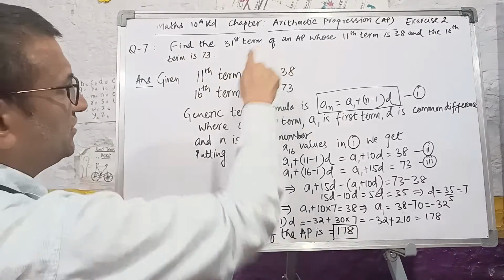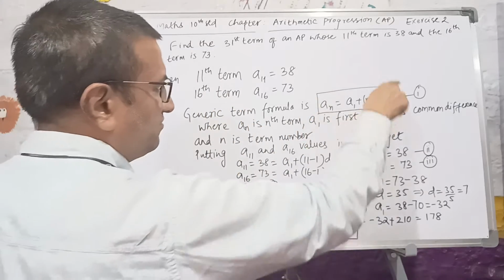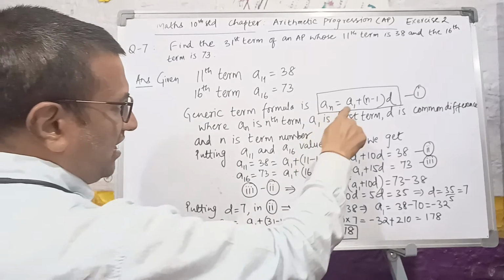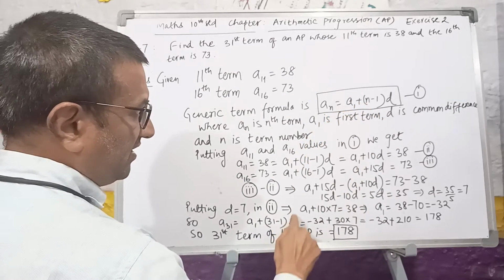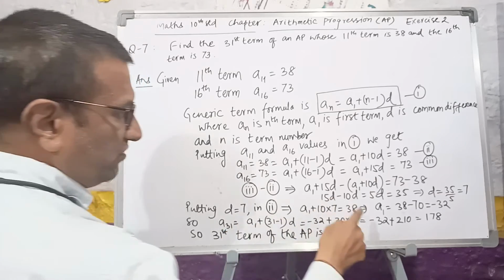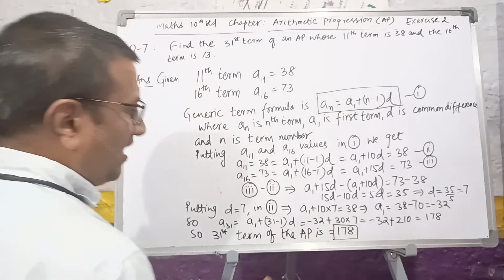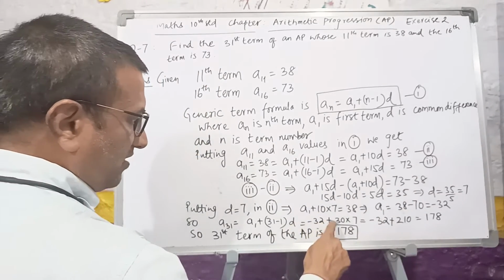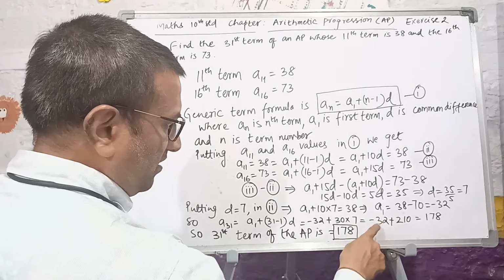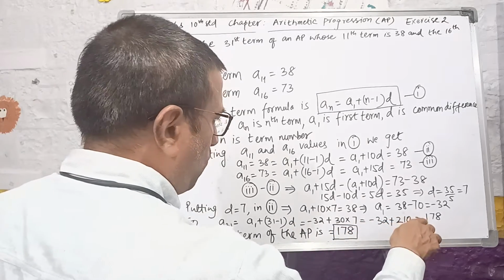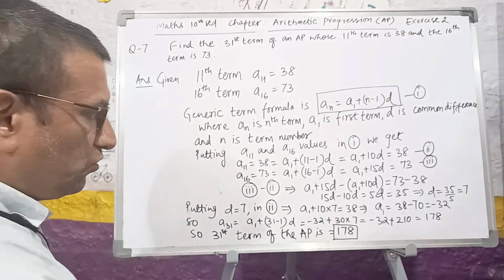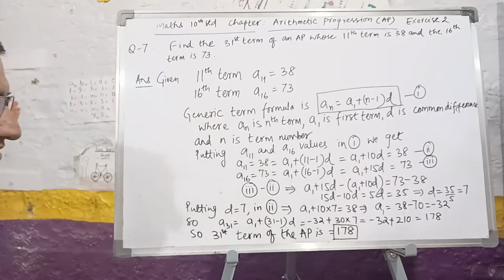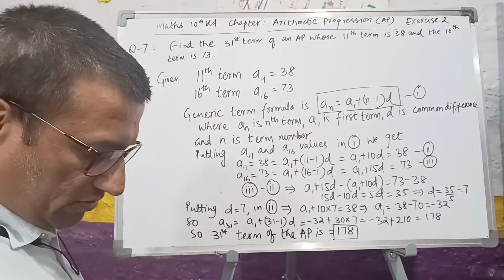Now they have asked for the 31st term, so we can put in the generic term formula, replace n by 31. So we'll get A31 is equal to A1 plus 31 minus 1, that is 30, into d. So now put the value of A1 that we have found out, which is minus 32, and put the value of d, which we have found as 7. So we'll get minus 32 plus 30 into 7, which is 210. Minus 32 plus 210 is equal to 178. So 178 is the 31st term of this AP. So this is how you need to solve the question.